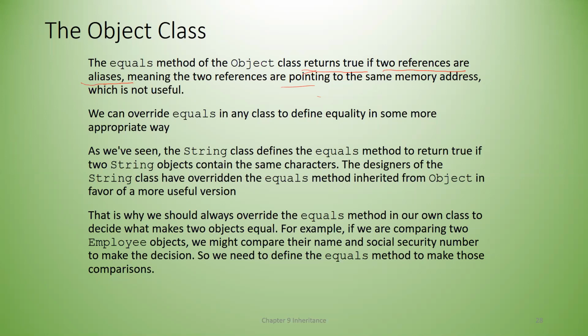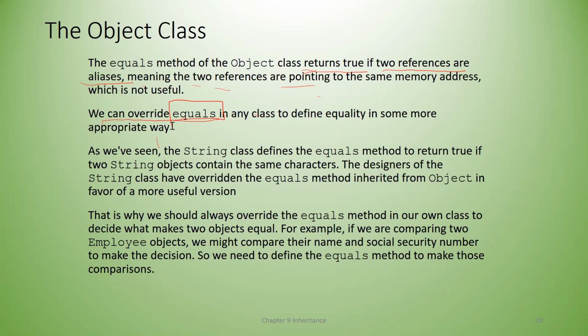If it's just aliases, then even if two objects occupy two addresses but they are exactly the same, they have the same height, the same color of eyes, the same hair color, the same social security number, they should be exactly the same person. But this equals will return false because it tests the address, not the actual content. So that makes this equals method not useful. Okay, this is in the object class. And that's why we override equals also.